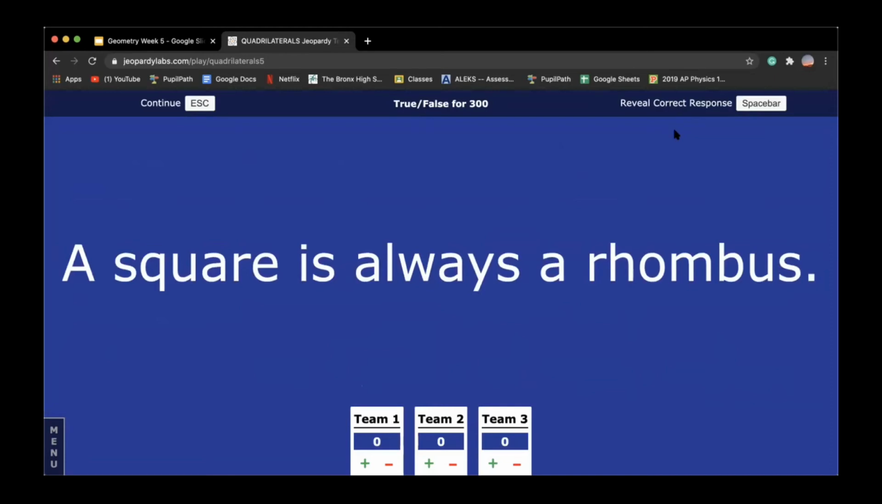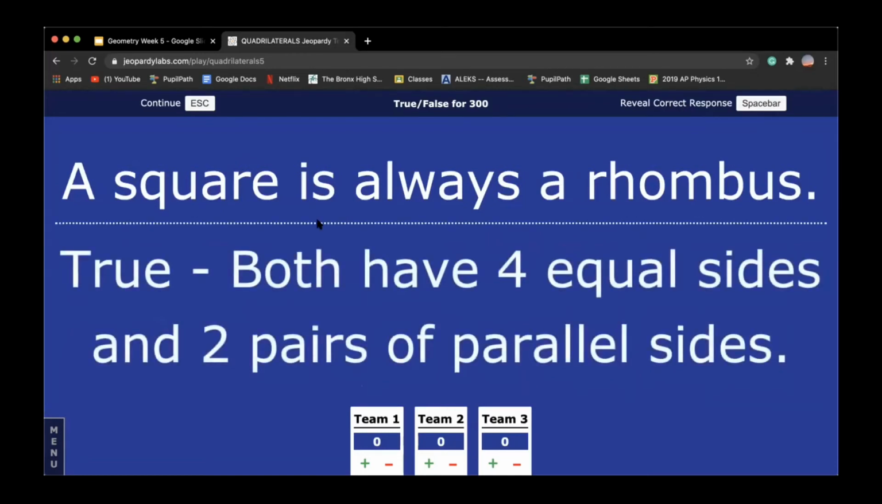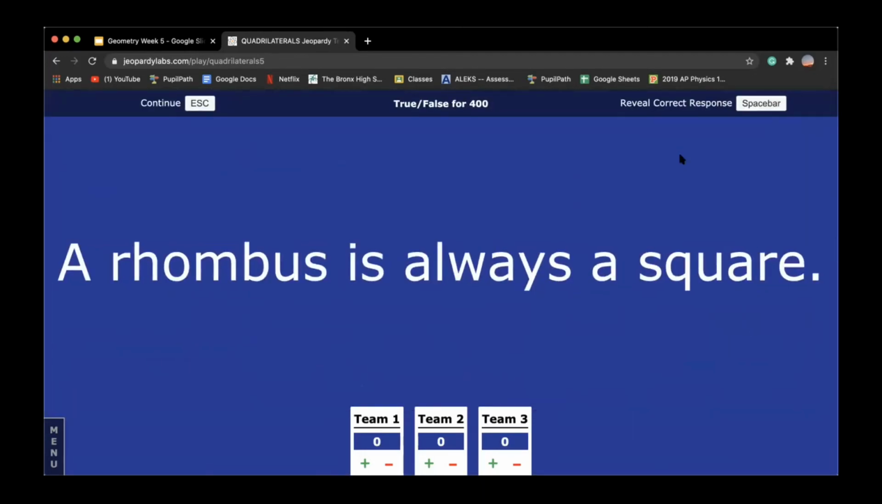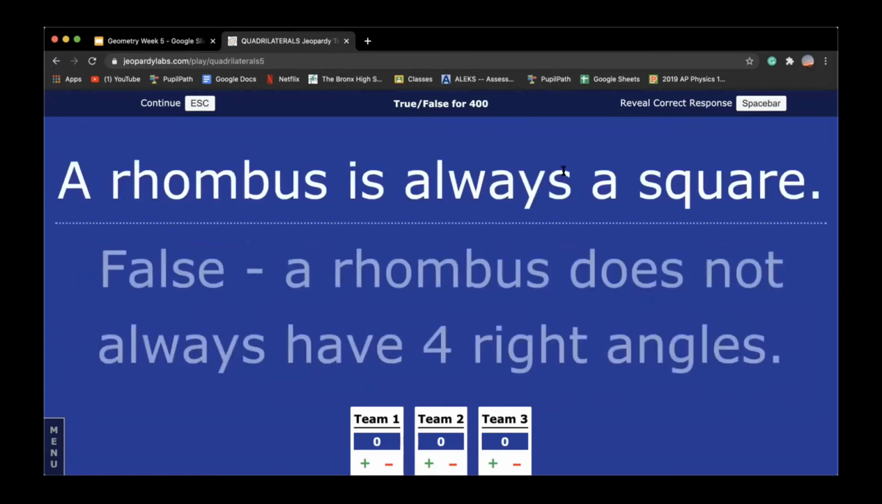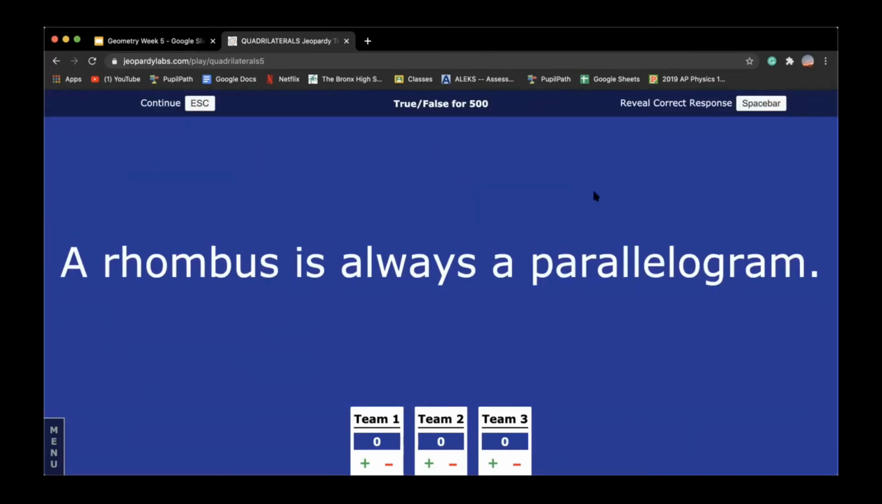A square is always a rhombus. Yep, that is also correct, because a square has the features that a rhombus has. A rhombus is always a square. That's not true, because a rhombus doesn't always have 90 degree angles. A rhombus is always a parallelogram. That's true.